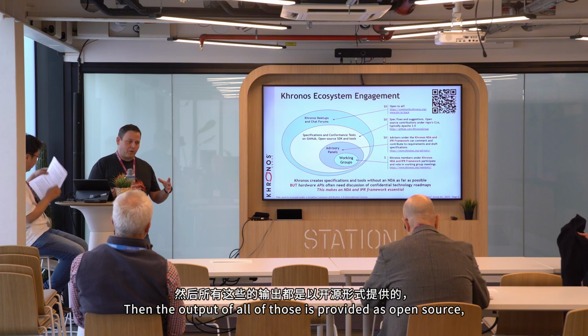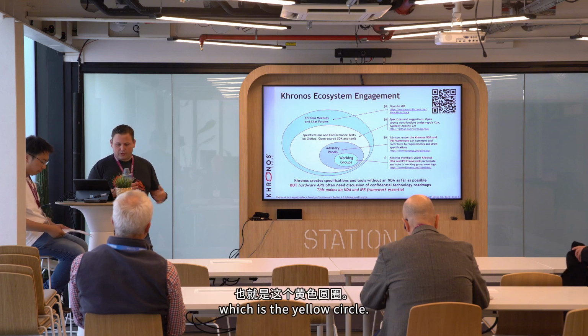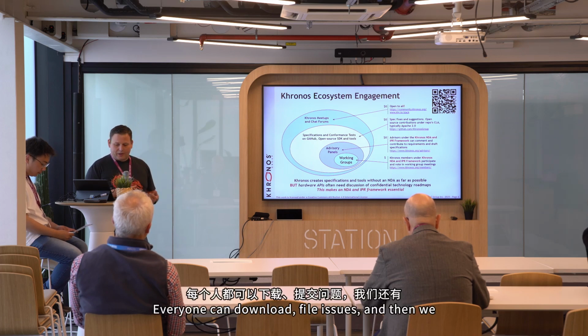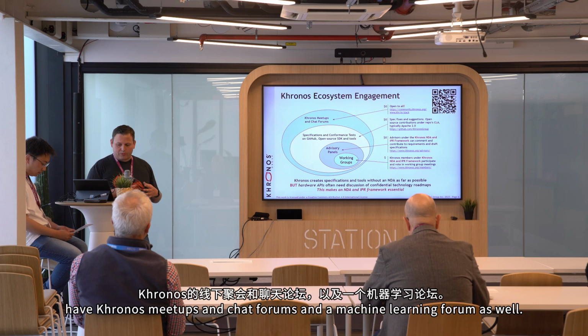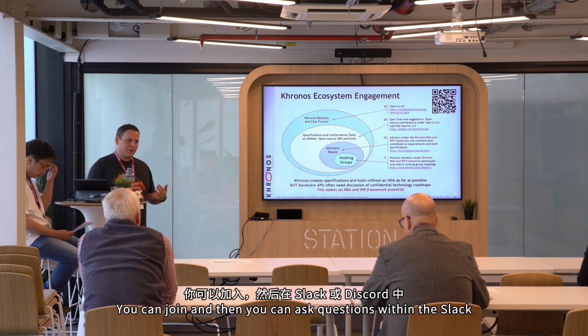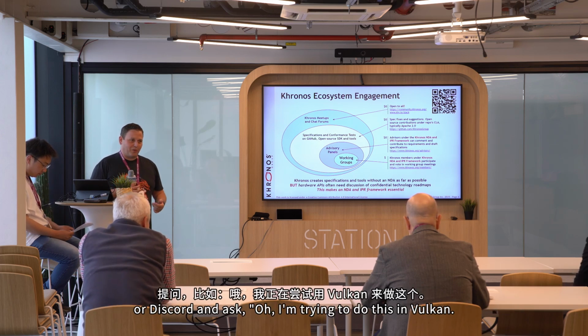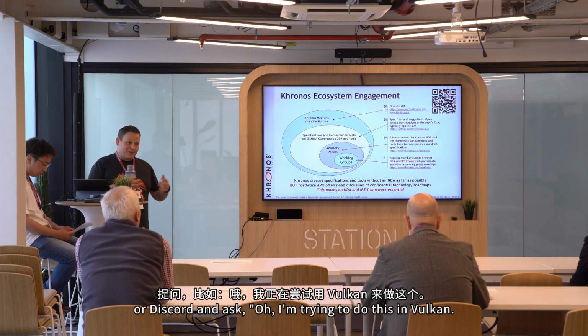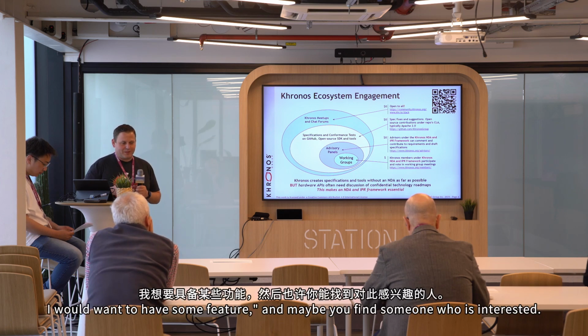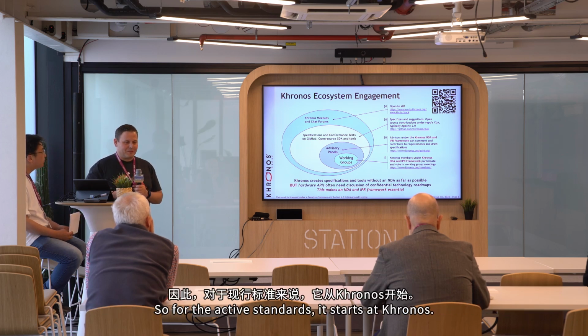Then the output of all of those is provided as open source, which is the yellow circle. Everyone can download, file issues, and then we have Khronos meetups and chat forums and a machine learning forum as well. You can join, and then you can ask questions within the Slack or Discord and ask, oh, I'm trying to do this in Vulkan. It doesn't work. Okay, then someone hopefully is going to answer you. Or even you can say, okay, I would want to have some feature, and maybe you find someone who is interested.